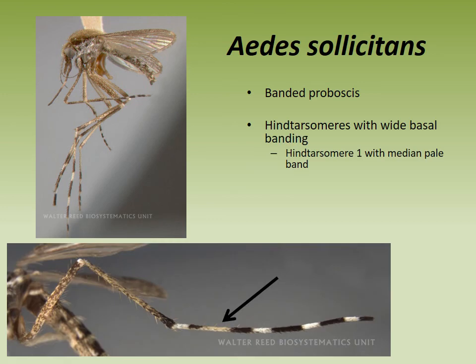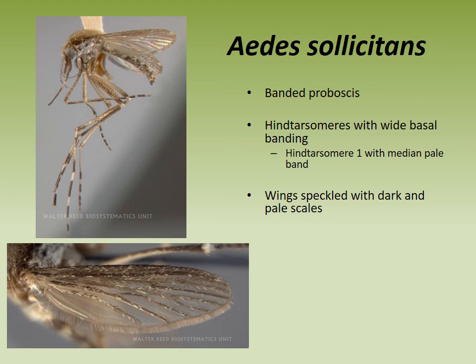The hind tarsomeres with wide basal banding. So we see we've got a basal band here, a basal band here, a basal band here, basal band here. But this band is going to be a median pale band. It is in the middle of this segment. So the segment starts here and it ends here. This band is in the middle of that hind tarsomere 1.